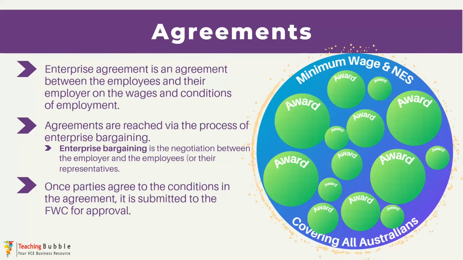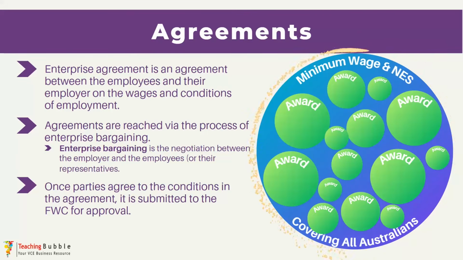And enterprise bargaining is the negotiation between the employer and the employees or their respective representatives who may negotiate on their behalf over pay and conditions. So the awards are set by the Fair Work Commission, whereas now an enterprise agreement is where the business and their employees work out what the pay and conditions of employment will be for that business.